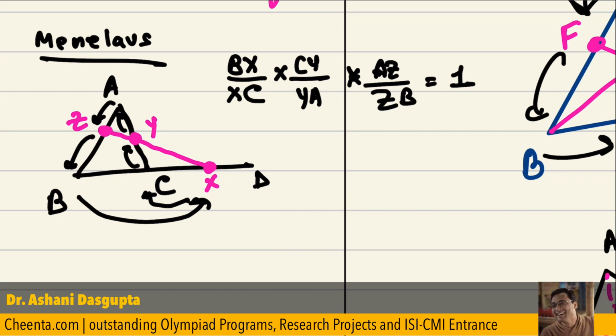And again, the converse of this is also true. So if you have a triangle with one side extended, if you have 3 points and this product of ratios is equal to 1, then those 3 points will be on the same straight line. Okay, so that's Menelaus' theorem and its converse.